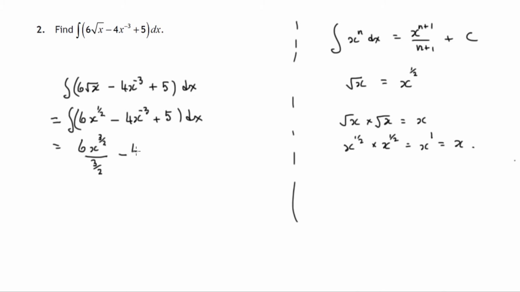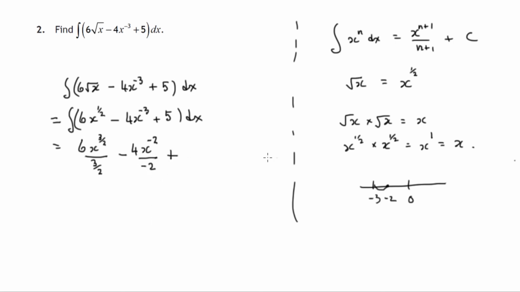Minus 4 times x. Increase the index by 1. Now negative 3 plus 1 is negative 2. Watch that one. An awful lot of mistakes made in this. Negative 3 plus 1, you'd be negative 2. So increase the index to negative 2 and divide by the new index.